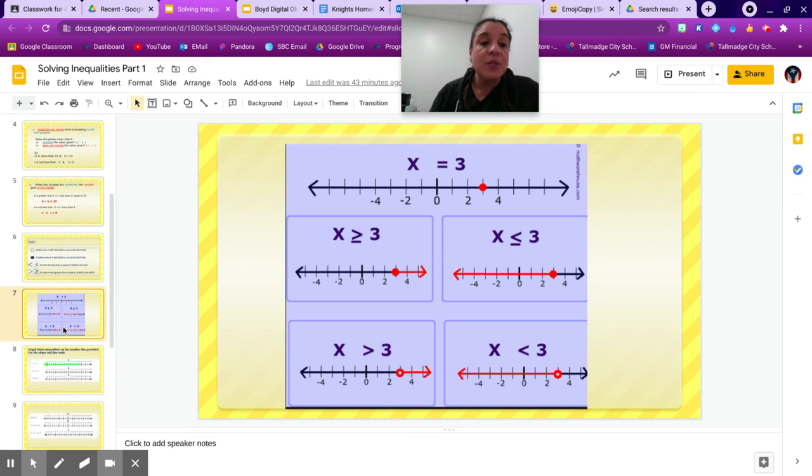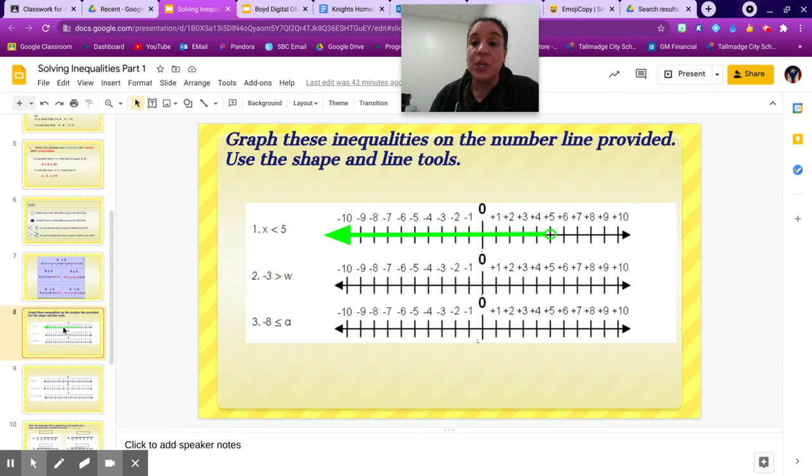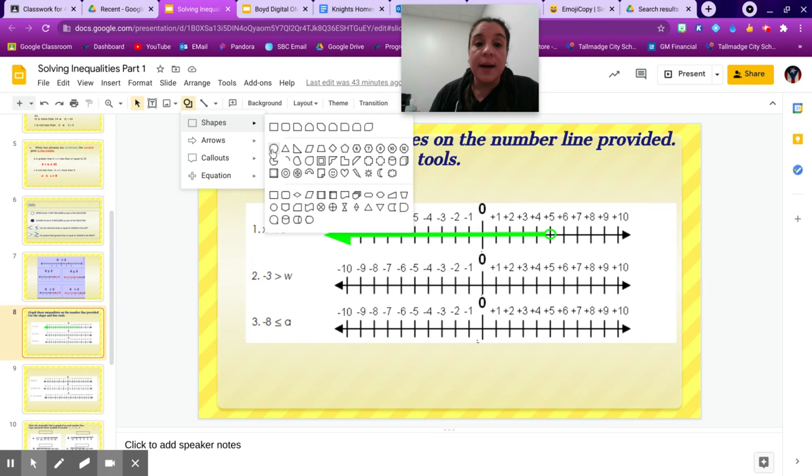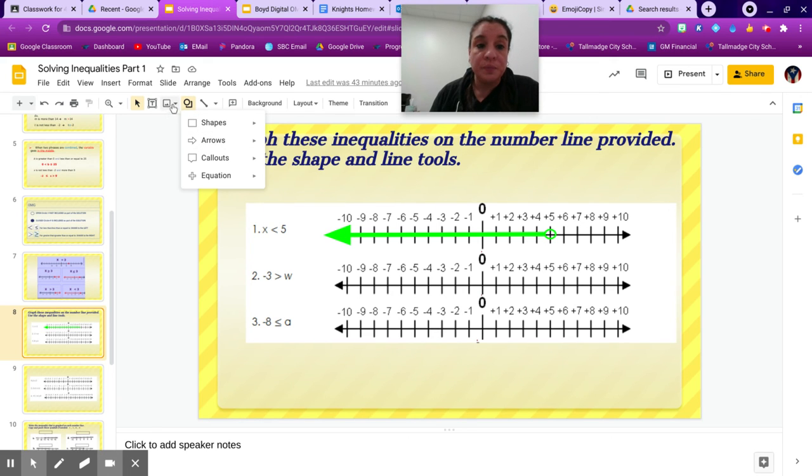All right, so today you're going to practice, you're going to use your shape and line tools. So if you come right up here, you can use your circle shapes to make either an open circle or a shaded circle. You can choose any color that you want. Then you're going to come down here to our lines and you can select the arrow. And then you're going to practice graphing some inequalities today.